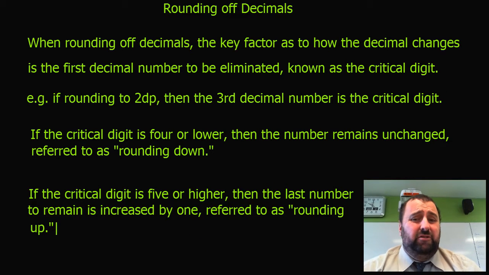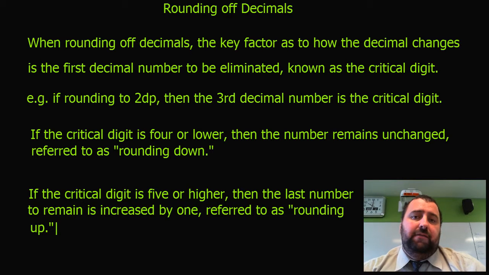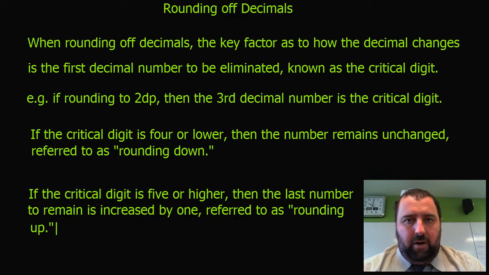So if that critical digit is 4 or lower, then the number stays as it is and we just remove all the excess decimal points. This is what we refer to as rounding down. If that critical digit is 5 or above, then we need to change the last decimal number up by 1. We call this rounding up. Let's look at a couple of examples.